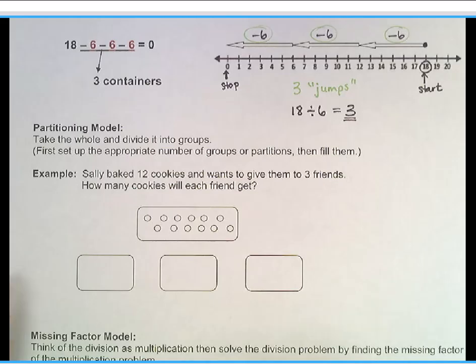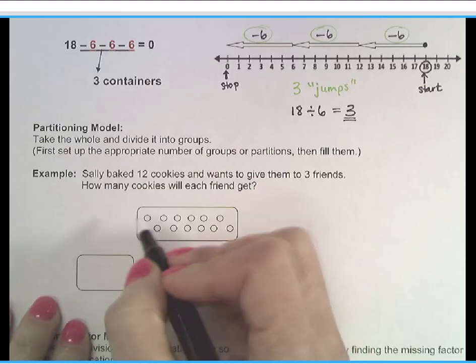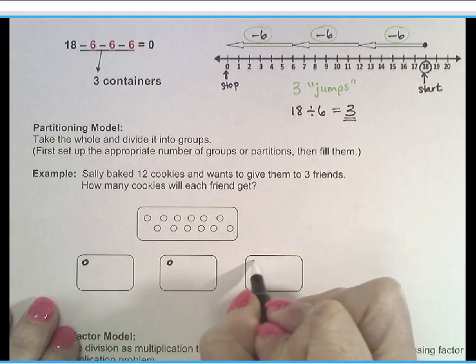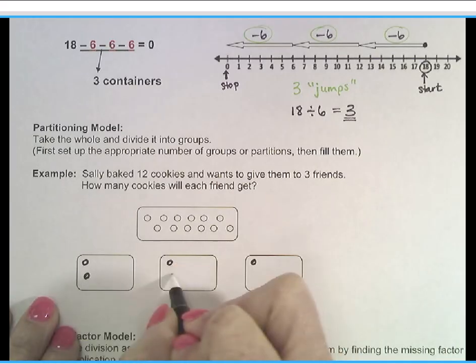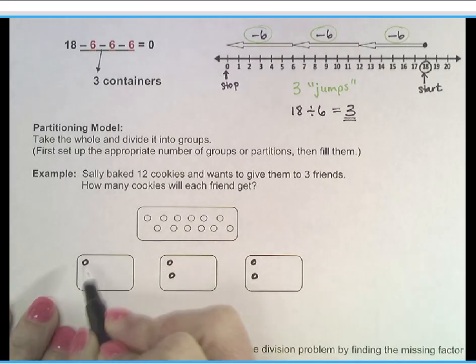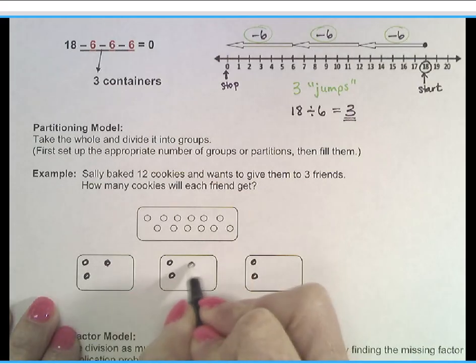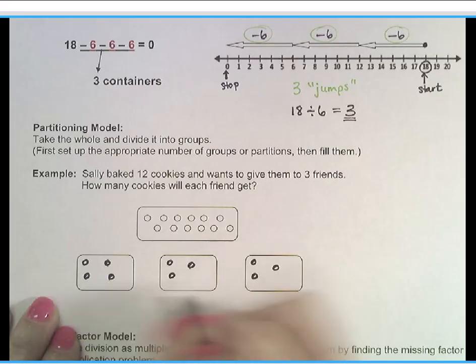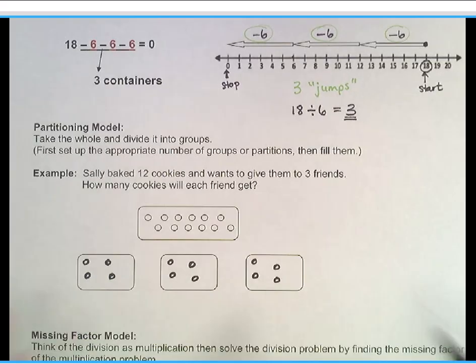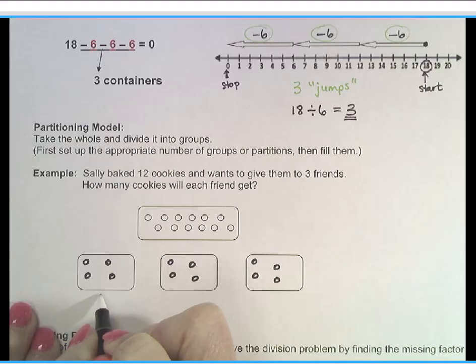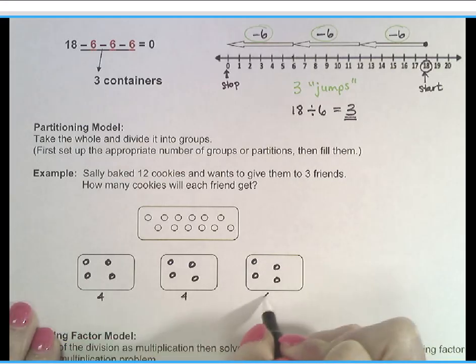And this is literally how you would do it if you were sitting at home in your kitchen counting out the cookies. For each of the friends, you would go 1 for you, 1 for you, 1 for you. 2 for you, 2 for you, 2, and you just count as you go. So 1, 2, 3, 4, 5, 6, 7, 8, 9, 10, 11, 12. And we divvied up all of the cookies. And you can see that each friend is going to get 4 cookies.